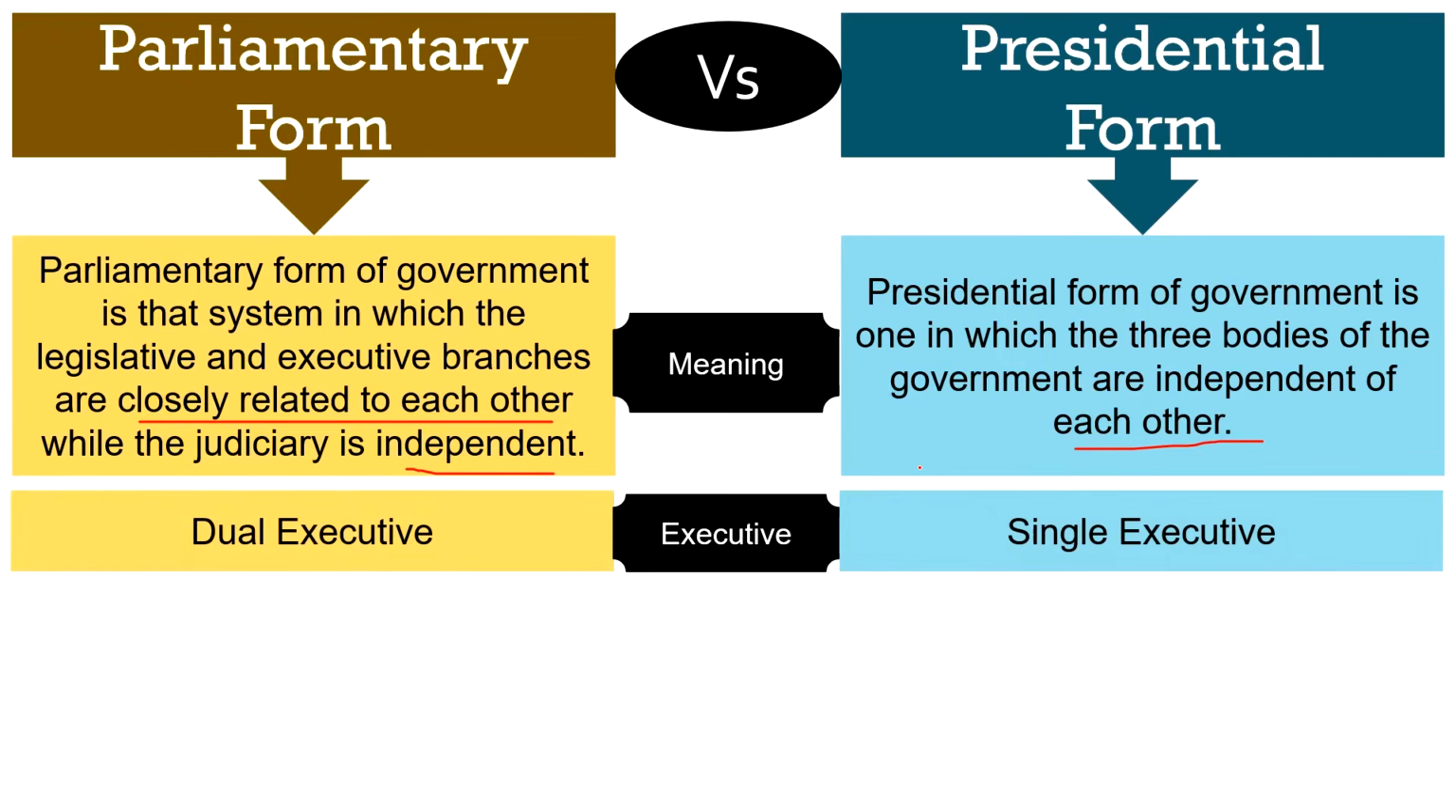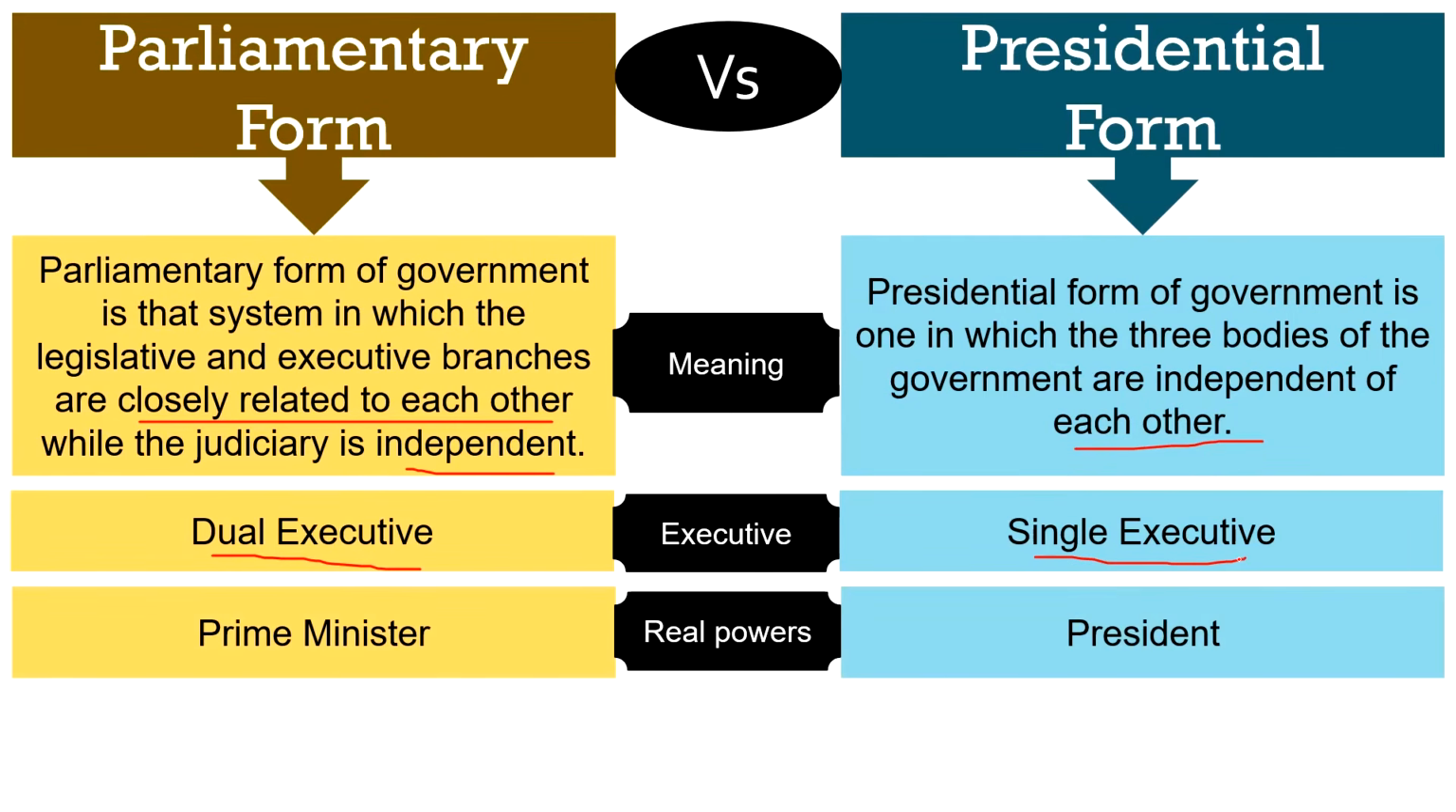Next, executive. In a parliamentary form of government, there are two executives, that is, the head of the state, who is the president, and the head of the government, who is the prime minister. On the contrary, in a presidential form of government, there is only one chief executive, who is the president. Next, in case of parliamentary form of government, the real power lies in the hands of the prime minister, whereas in case of a presidential form of government, the real power lies in the hands of the president.